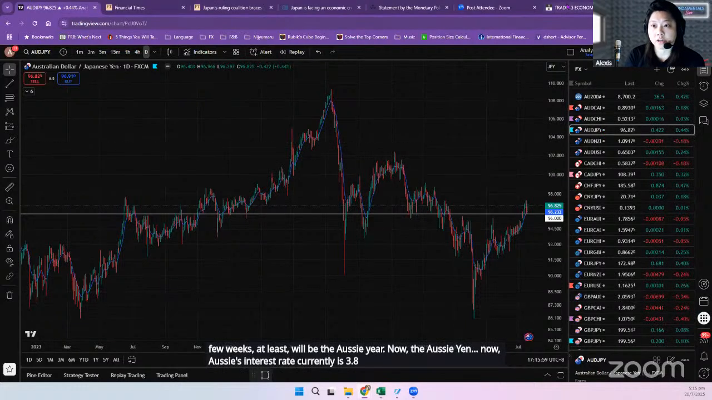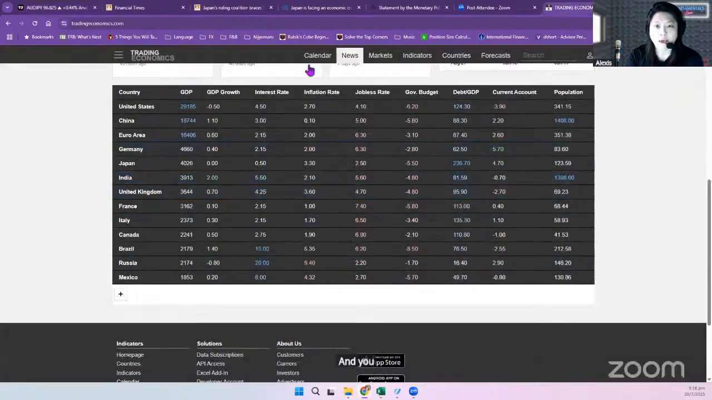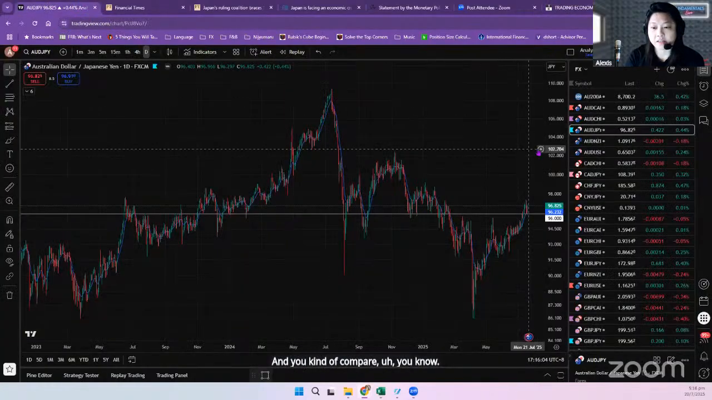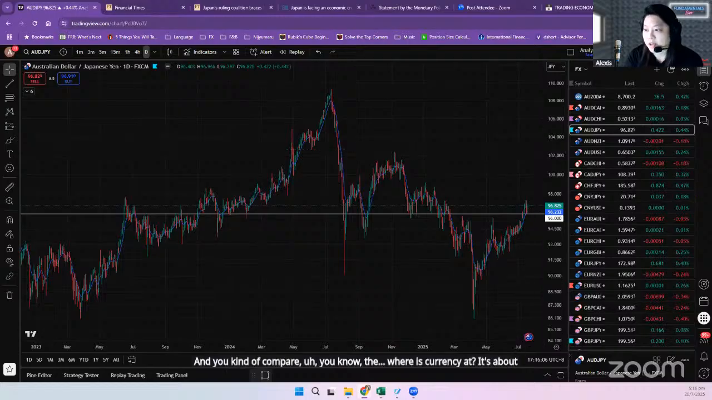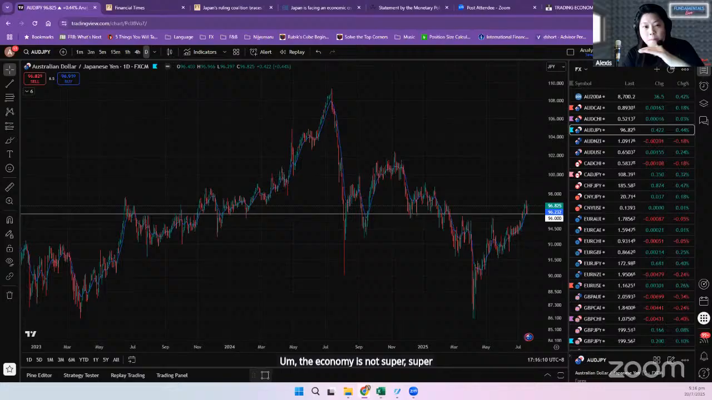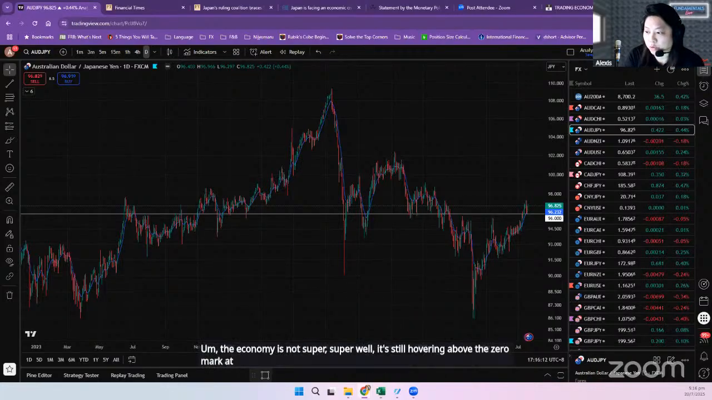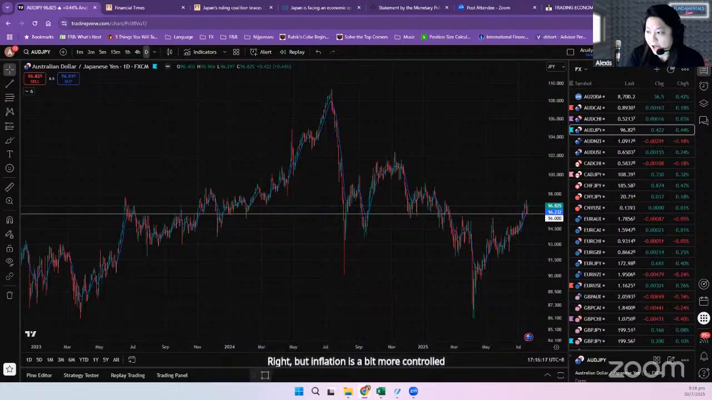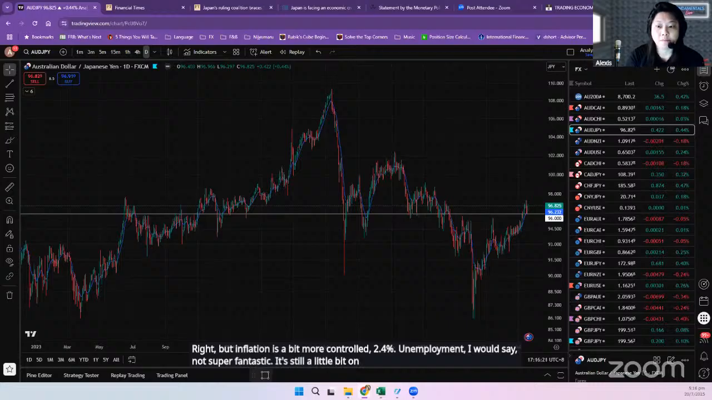All right, if you look at Trading Economics and compare where the currency is at, it's about a 3.85% interest rate. The economy is not super well. It's still hovering above the zero mark at about 0.2 in terms of GDP, right? But inflation is a bit more controlled, 2.4%. Unemployment, I would say, not super fantastic. It's still a little bit on the high side at 4.3, right?